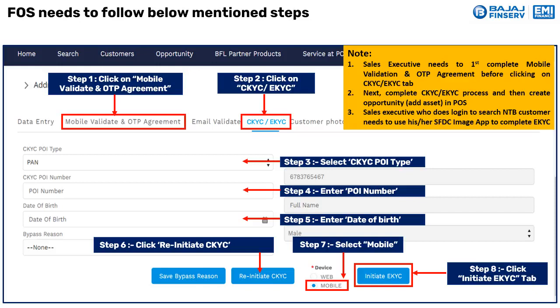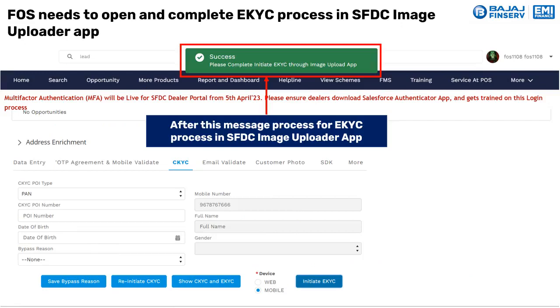Remember, I'm repeating, the FOS who logs in the POS system and enters the customer's mobile number, clicks on the search button, has to use his image app uploader to complete the eKYC process. Otherwise, you will get errors. Once you click on this, you see a success message which says, please complete initiate eKYC through the image app uploader. Now, when you see this message, before you do anything, make sure that your biometric device is connected.